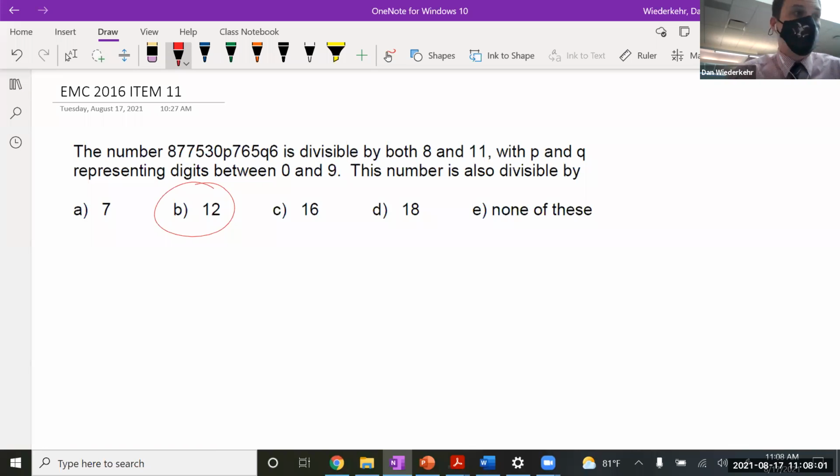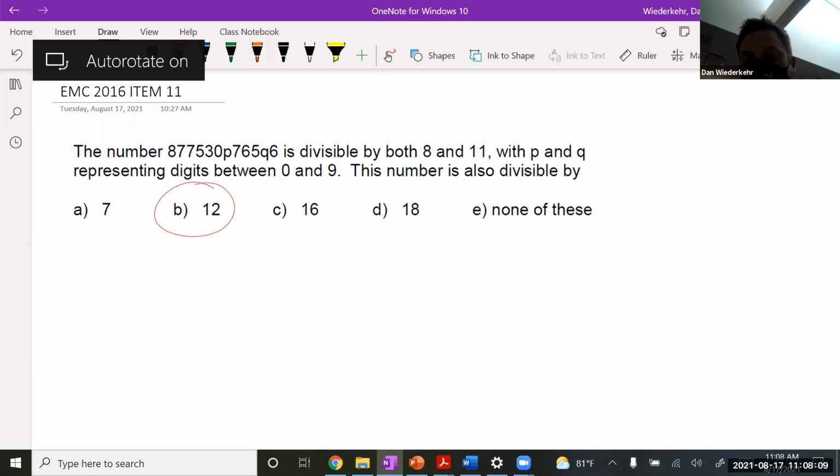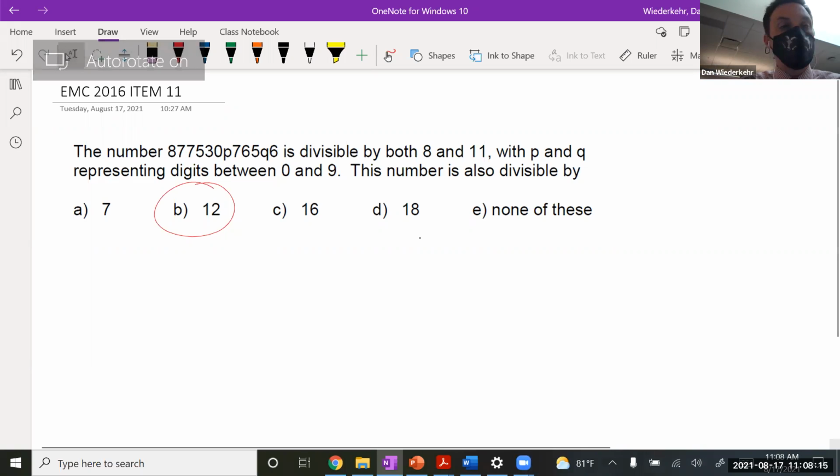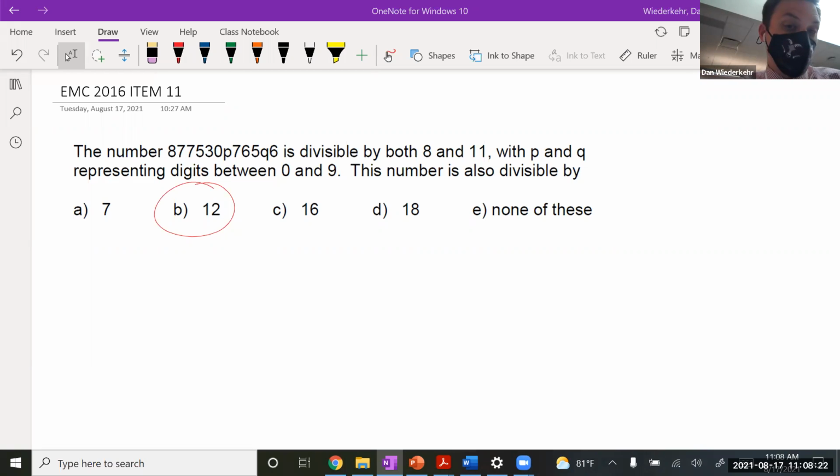Okay? And this one was important to share as multiple choice because there could be a whole bunch of numbers that this number is divisible by, even when you figure out what P and Q have to be. And I'm going to go about figuring out what P and Q are in terms of solving this problem. Okay. So the number 877-530P765Q6 is divisible by both 8 and 11, with P and Q representing digits between 0 and 9. This number is also divisible by which of the following?